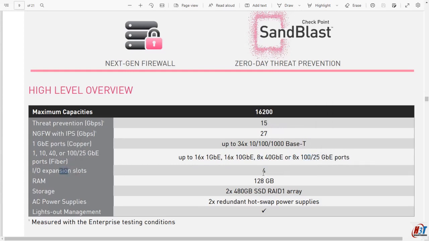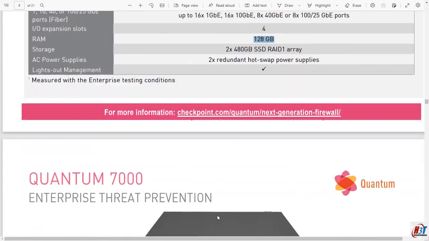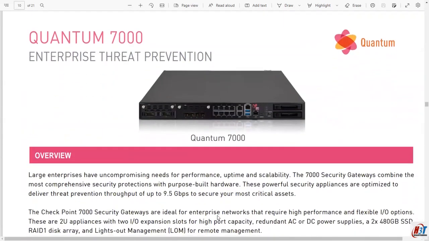Expansion slots, you have 4 here, and RAM is 128 GB. And then you have the storage, which is similar to the earlier one, 2 into 480 GB SSD. The RPS is 2 here, compared to the last one, which was 3, but it's again hot swappable, and lights out management is also there in this series.